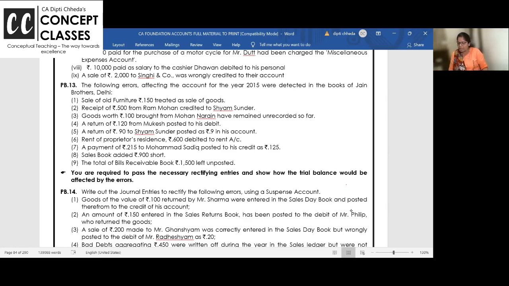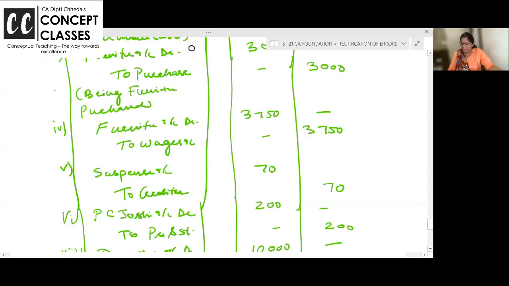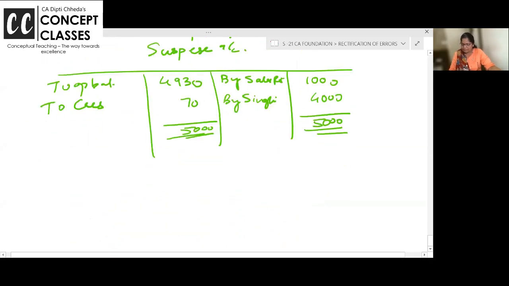Thirteenth problem we are doing now. First, we will pass the rectification entries. And if it is a one-sided error, it is definitely going to affect the trial balance. So how we will rectify, we will see. Is your pen flowing with me? When I am reading, you read it from your book. You all have the concept classes material in which all this is given. And when I am writing it, you write it, you will get the confidence that you can do it yourself. Okay?